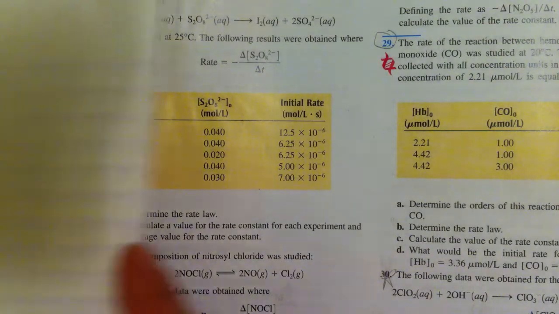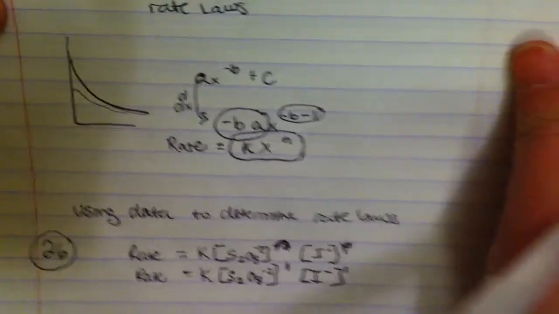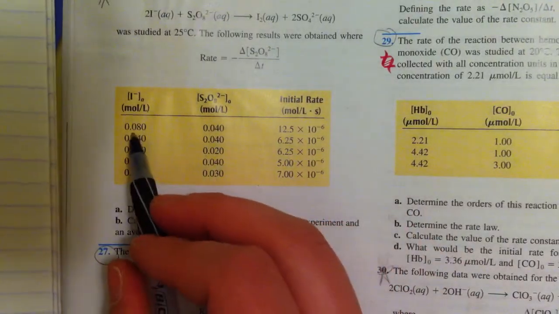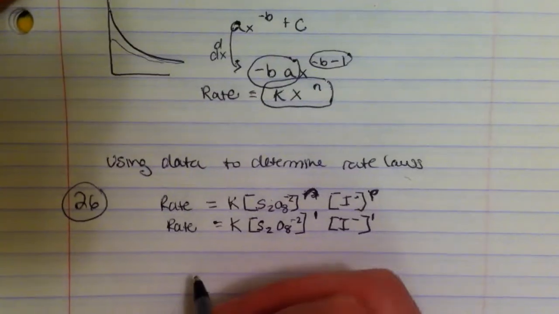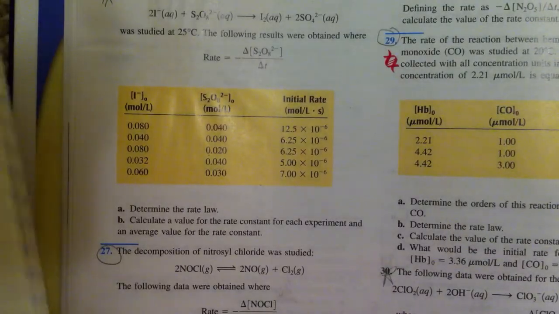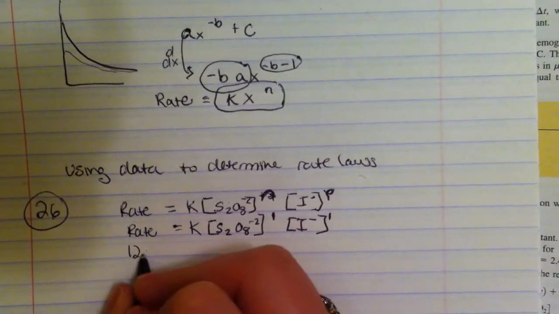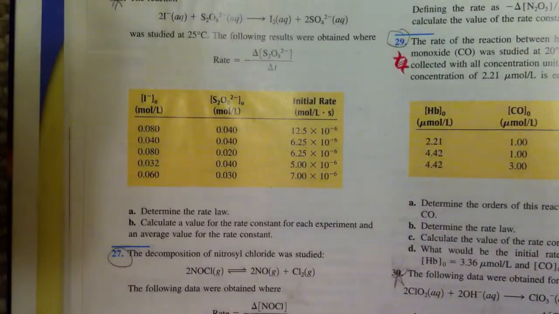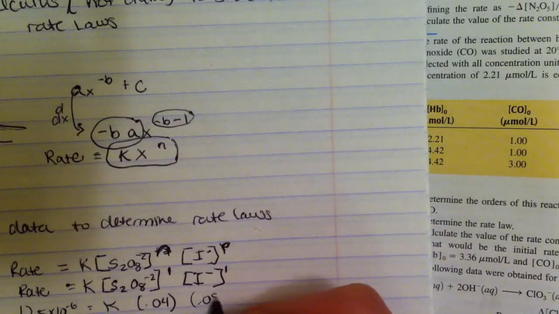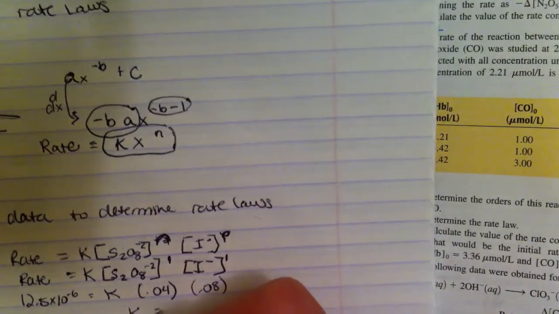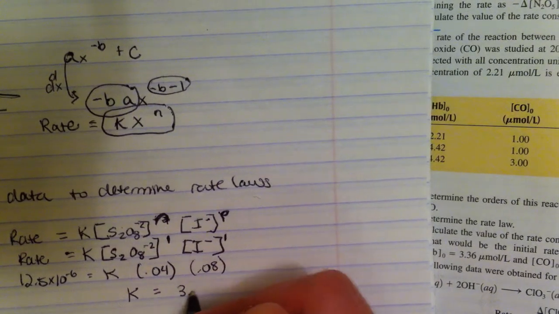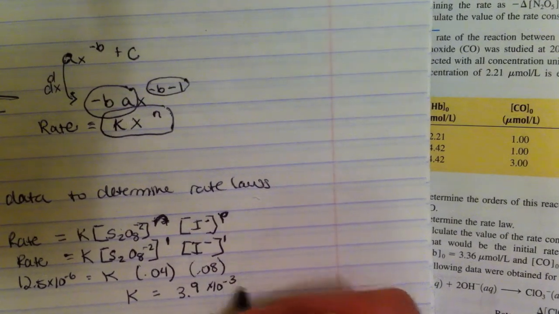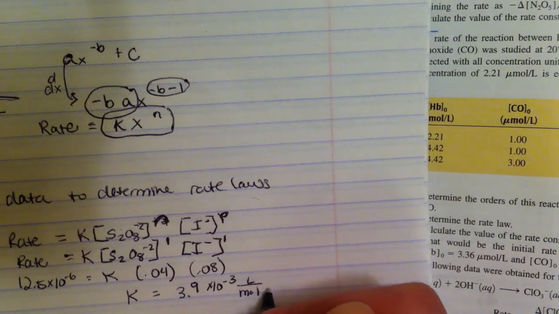If you look at any of the trials, you can just use these numbers and substitute into the equation to solve for k, but you've got to make sure that you give k with the correct units. So I'm going to take rate is 12.5 times 10 to the -6 equals k times 0.04 and 0.08. And solving for k, I get that it is equal to 3.9 times 10 to the -3 liters per mole second.